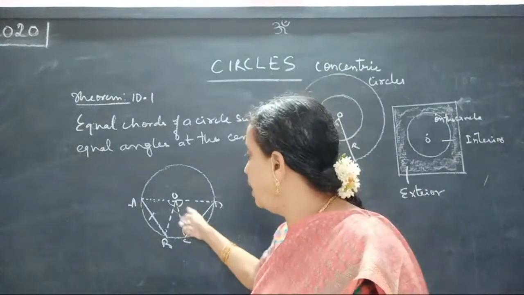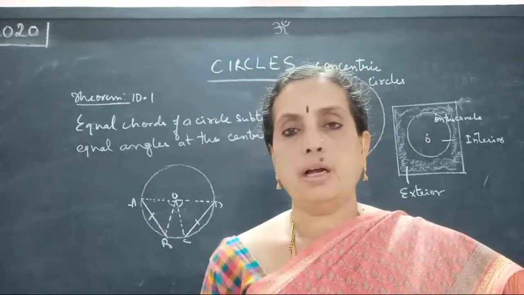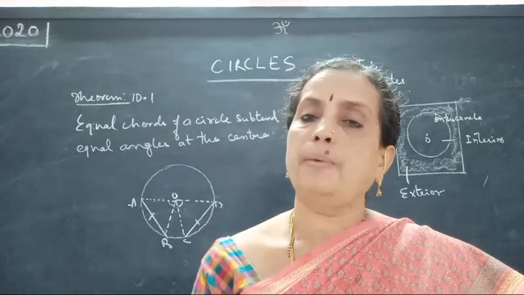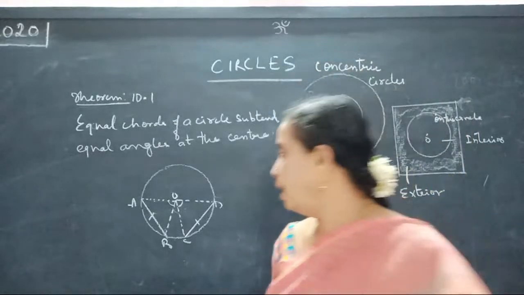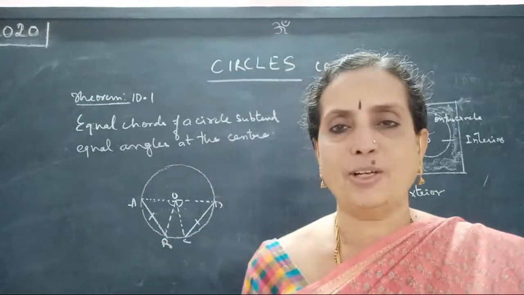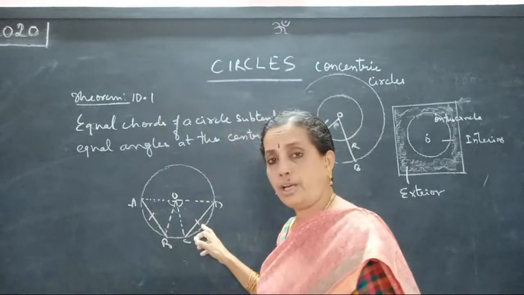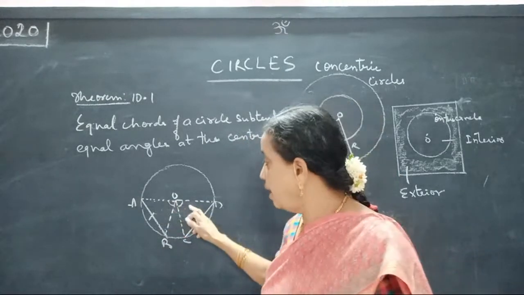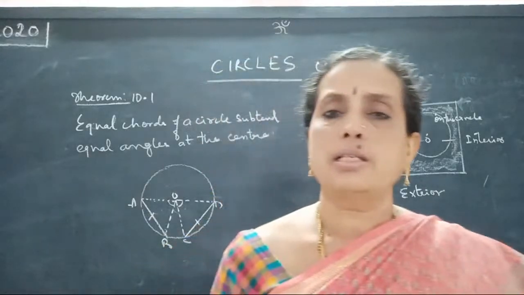Conversely, if they subtend equal angles at the center, then the chords must be equal. Equal chords subtend equal angles at the center. Conversely, chords which subtend equal angles at the center are equal. When we feel hungry, we will eat more. When we are eating more, it means we are feeling hungry. That is the converse statement I am using here: when chords are equal, they subtend equal angles at the center. Conversely, if the angles are equal, then the chords must be equal. This is one of the main properties of the circle.